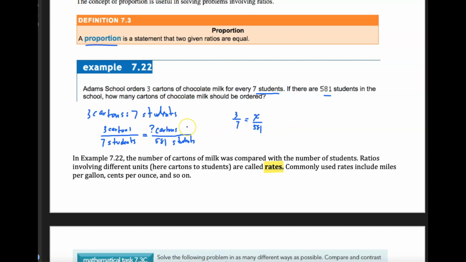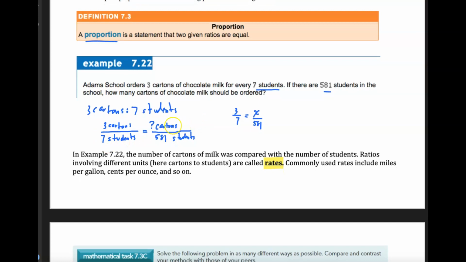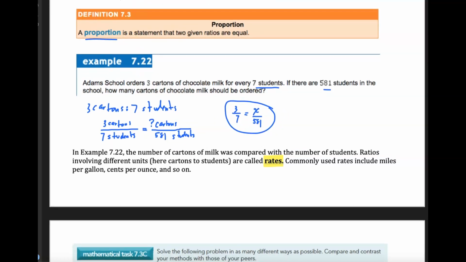So in this case, what we do is write them as ratios. 3 cartons to 7 students. How many cartons to 581 students? So you end up with this scenario here. And then we have to do a quick review of how we solve a proportion, right? 2 ratios equal to each other. So we can predict what this value is, the question mark. We can predict that because we're saying they're going to stay within the same ratio. And so we can make them equal.